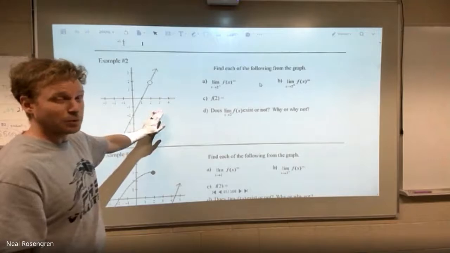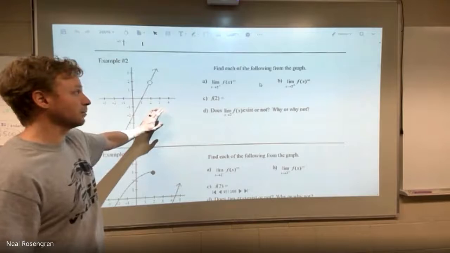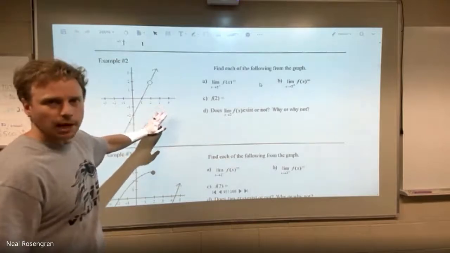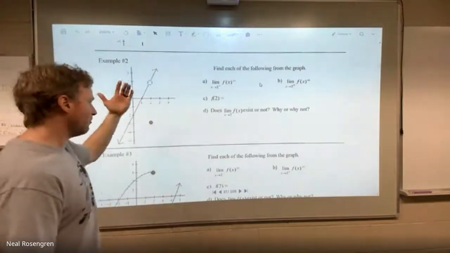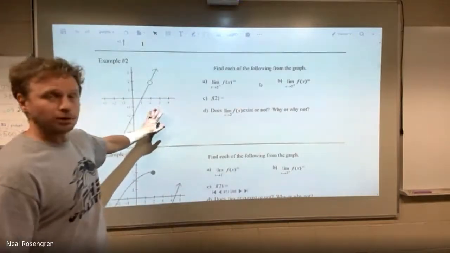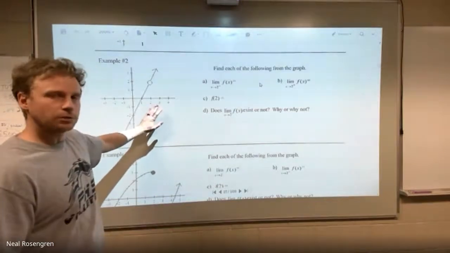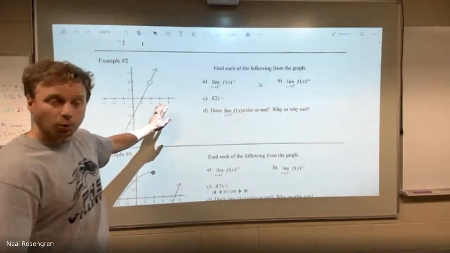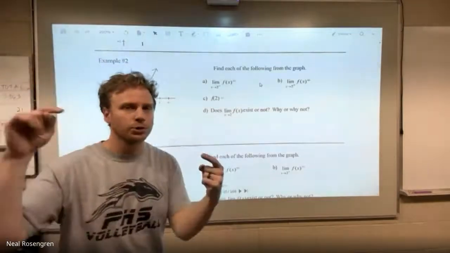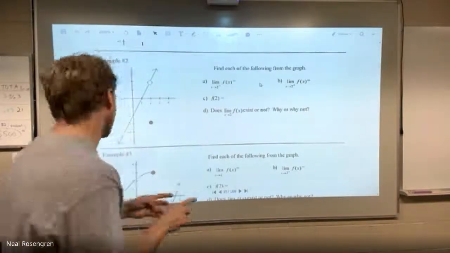Right? Example 2. I saw some left and rights and some up and down kind of shaking, so I want to make sure we get on the same page. Remember this example, right? F of 2 was -3. But even if I make this point disappear, nothing about my limit changes because the value of the function is not important at that spot. What is important for a limit to exist is that we're just approaching the same y value from both sides. Okay.